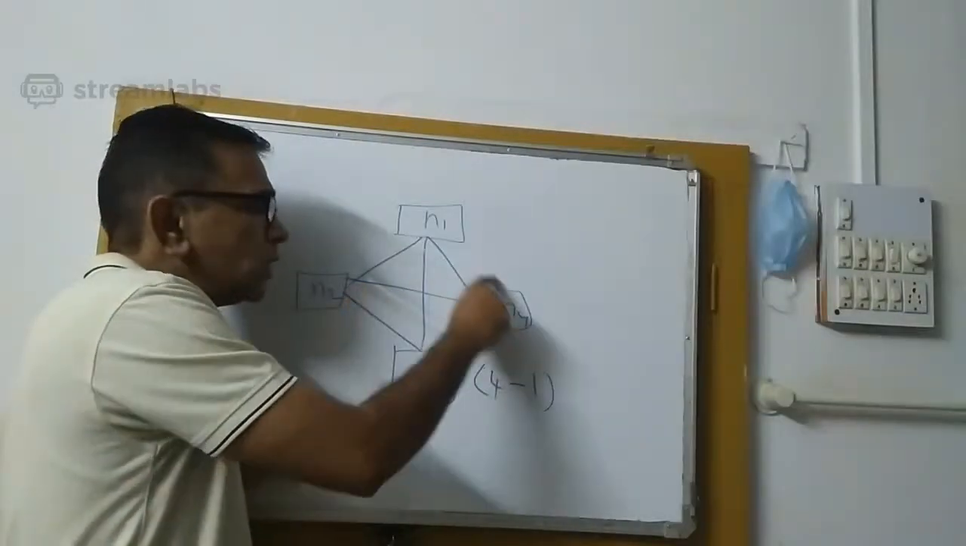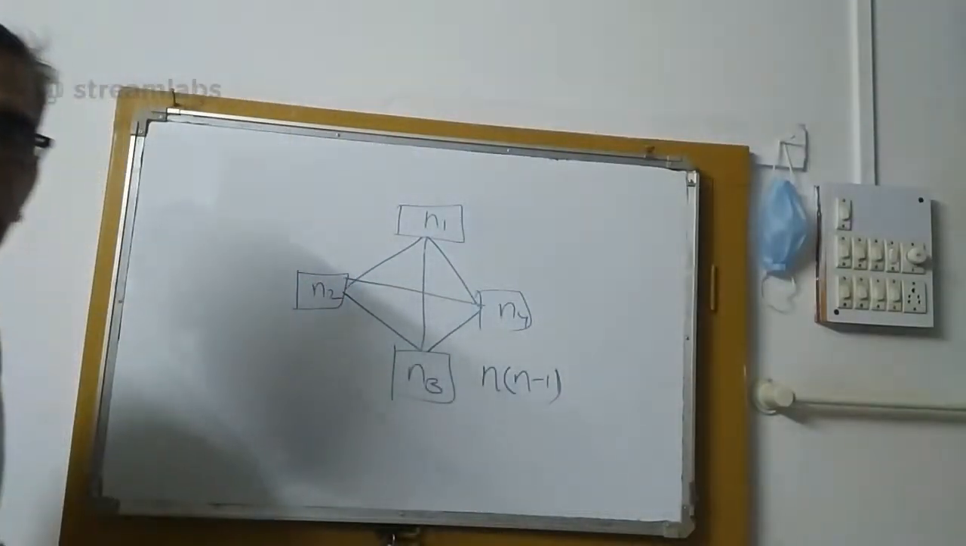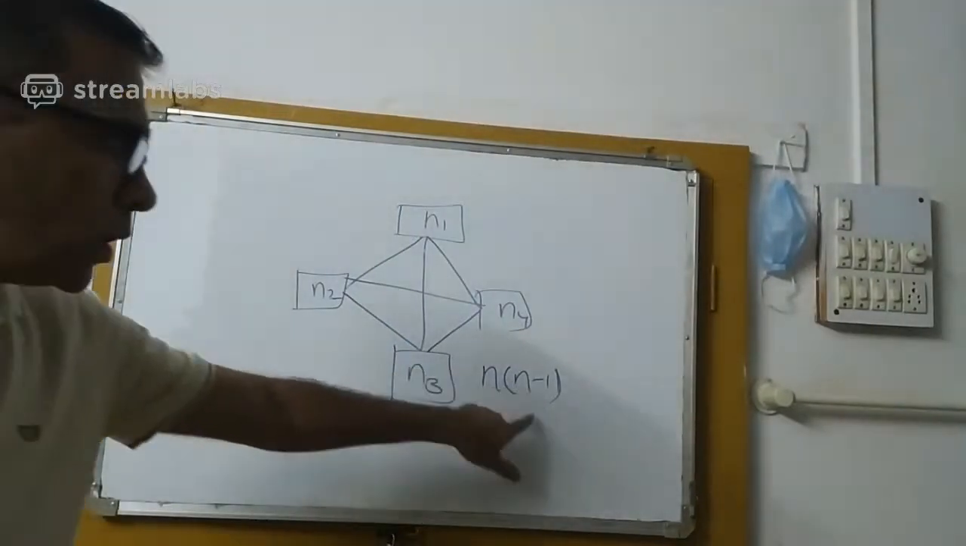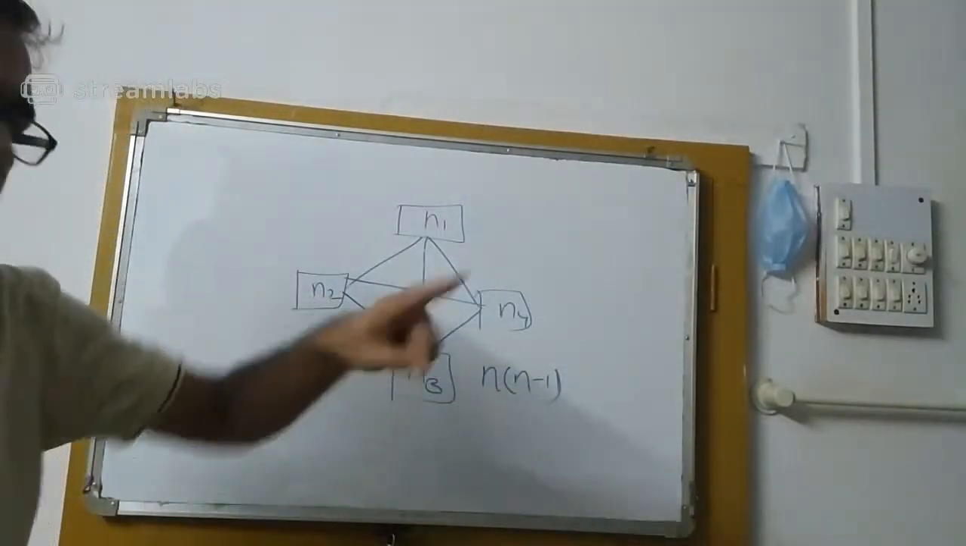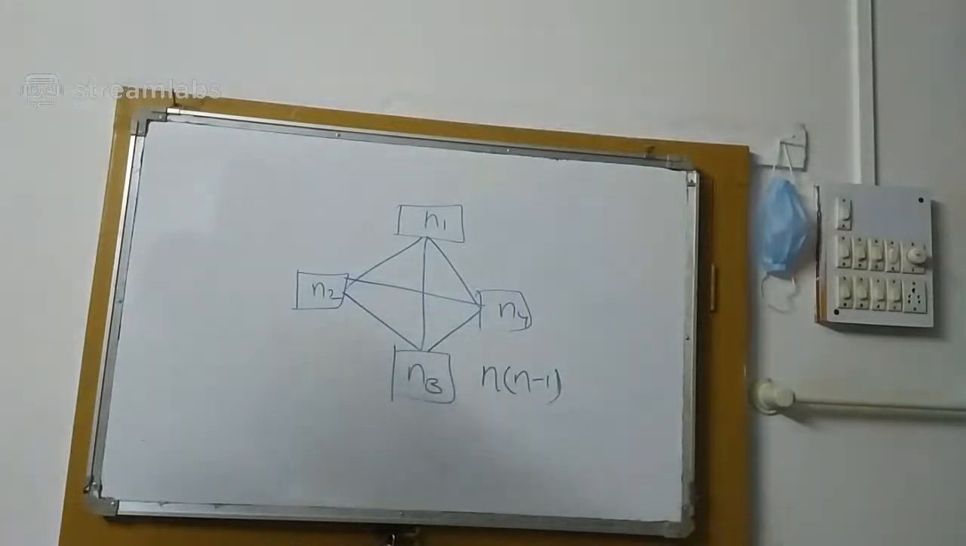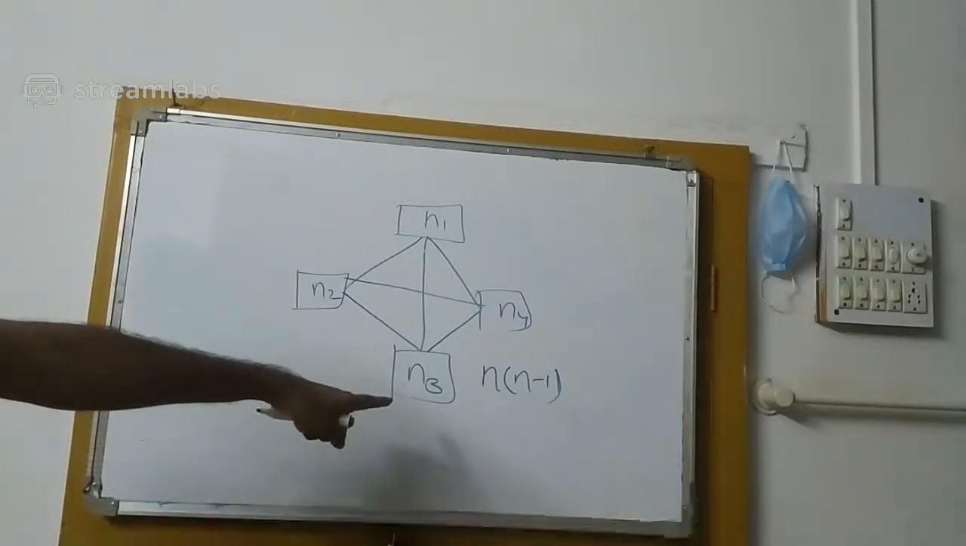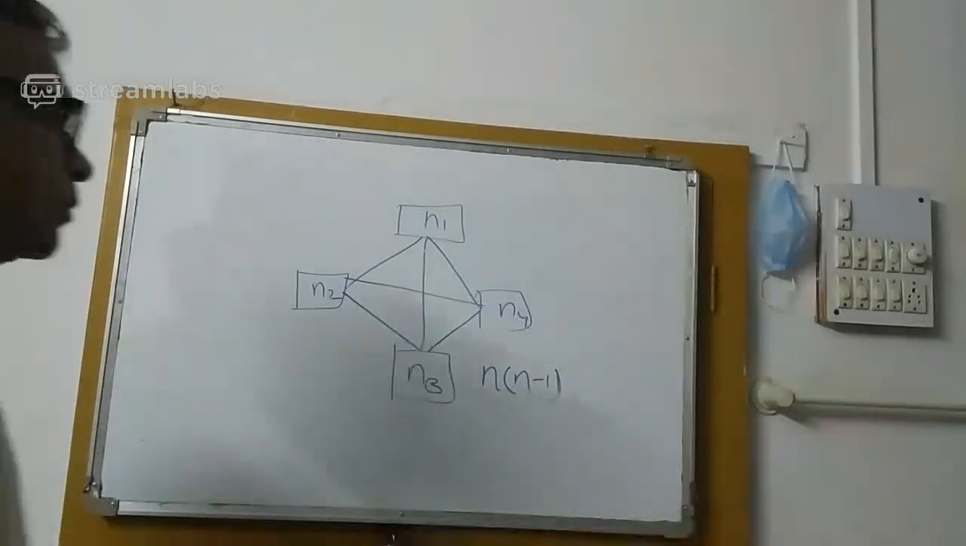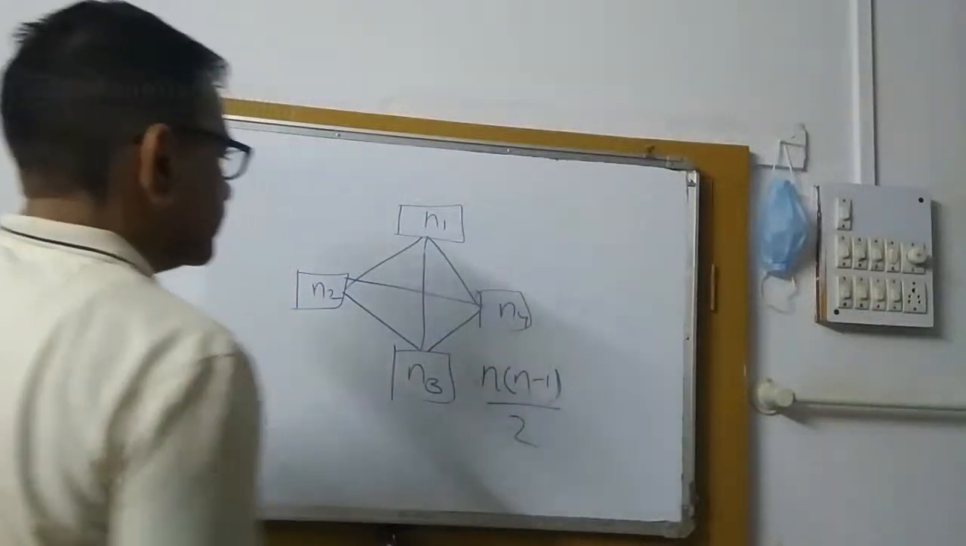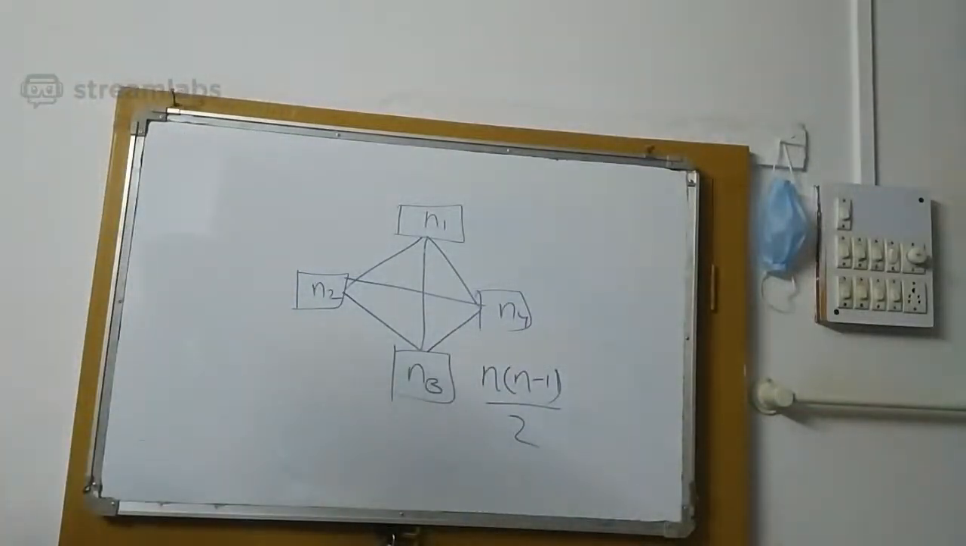Sometimes n(n-1), it is not seen by -1. So if there are n nodes, n-1 connections for each, that many links you need in this whole system. Okay, is it clear? In case it is full duplex, you divide it by 2. That many connections you need. I hope it is clear to you all.